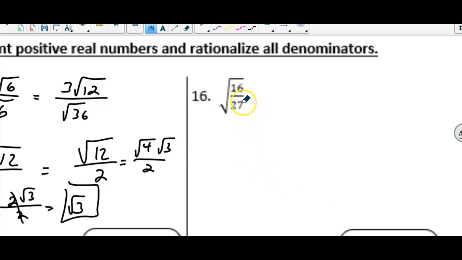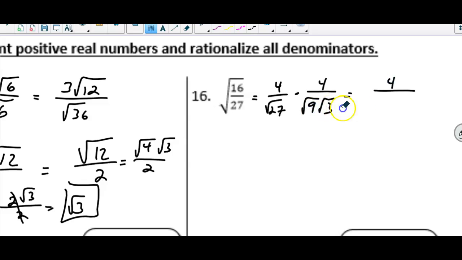Alright, this one right here, we can reduce this one. Since everything's underneath the radical, that is going to be 4 over square root of 27. Which we need to rationalize. Let's see. First I want to do 4 over square root of 9 times the square root of 3, which gives me 4 over 3 square root of 3. So now all I have to do is multiply by the radical 3.